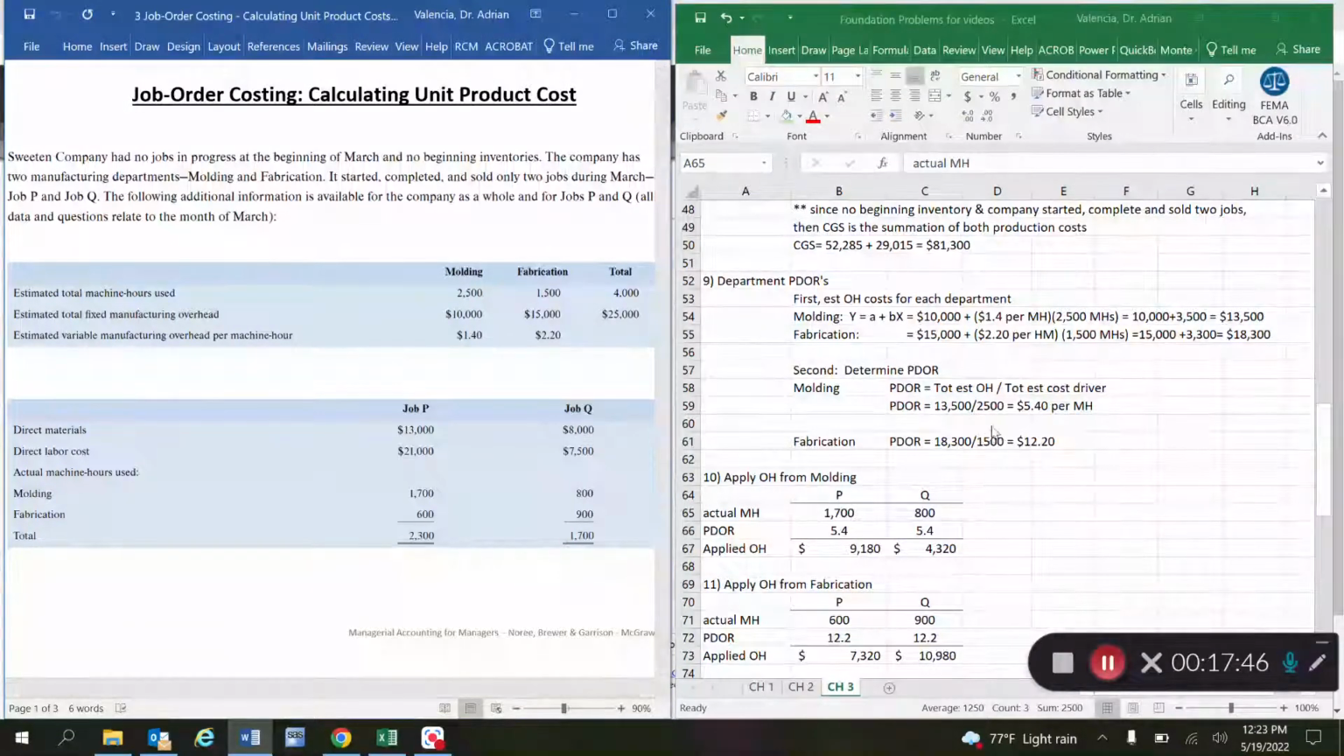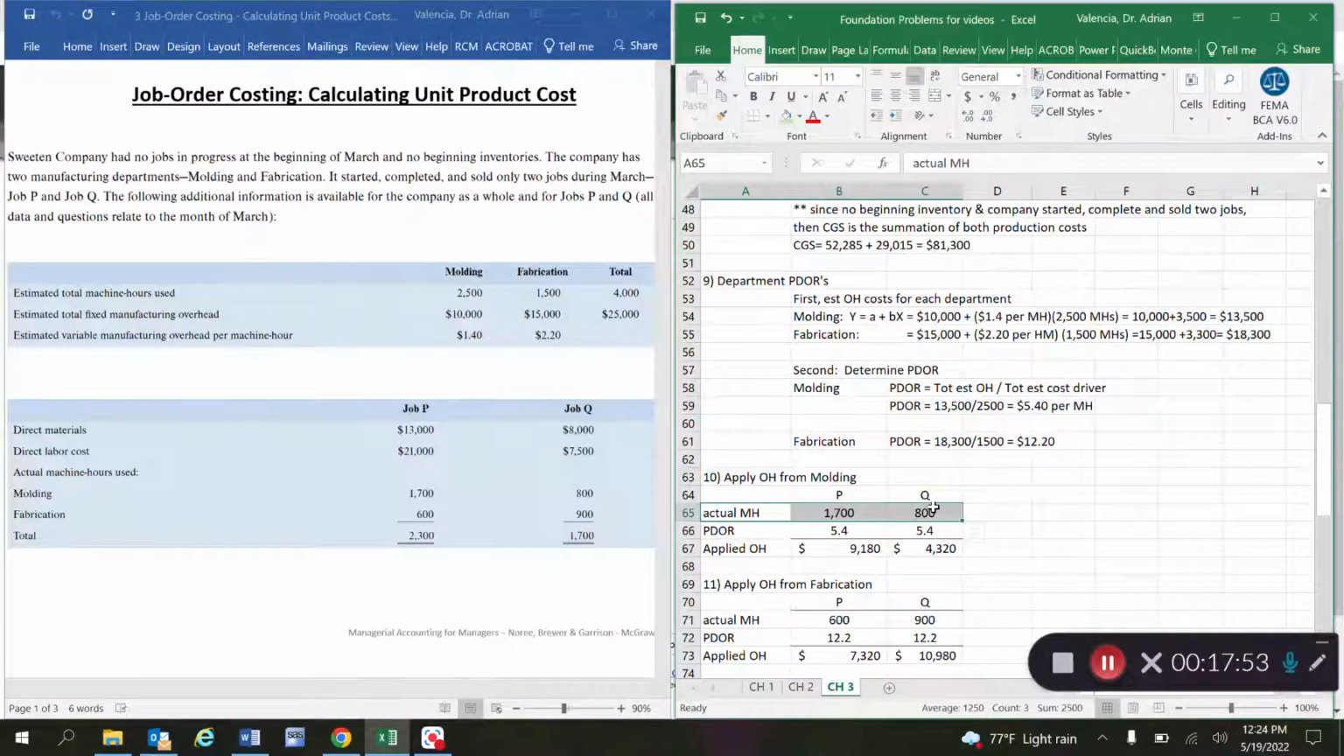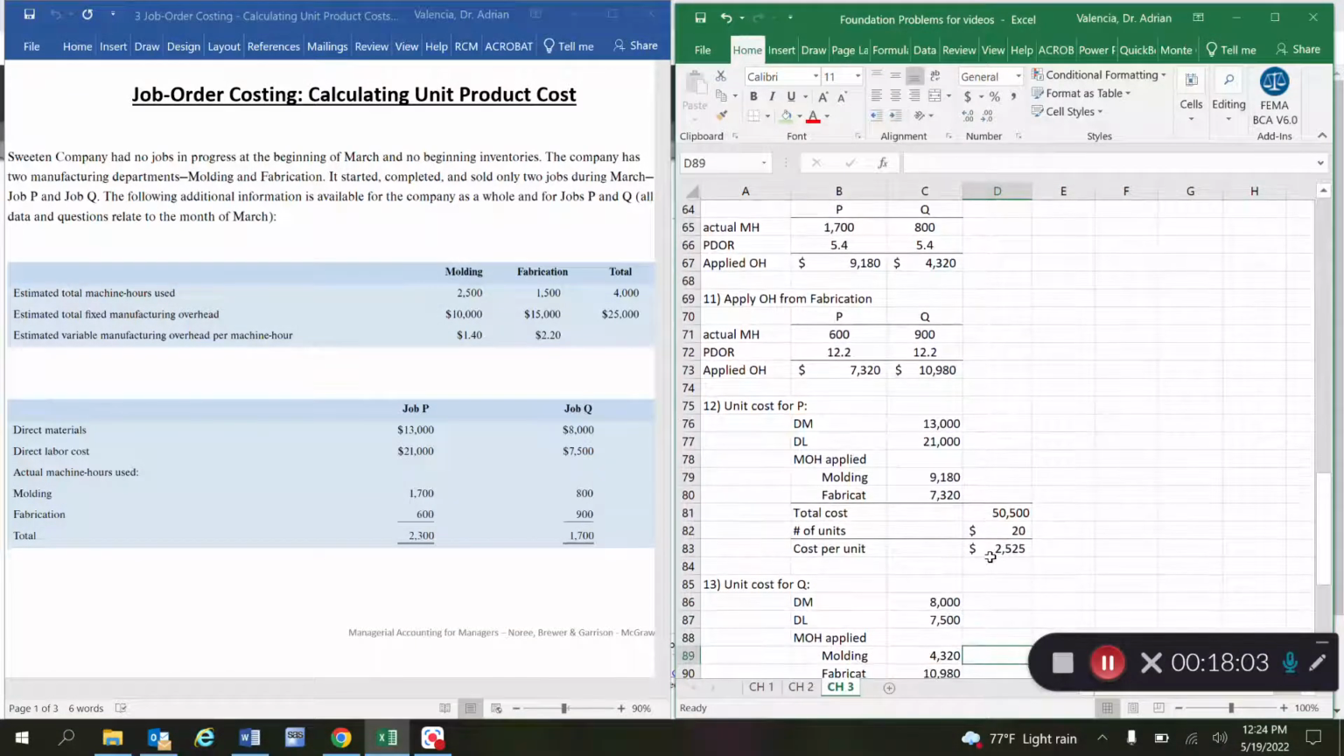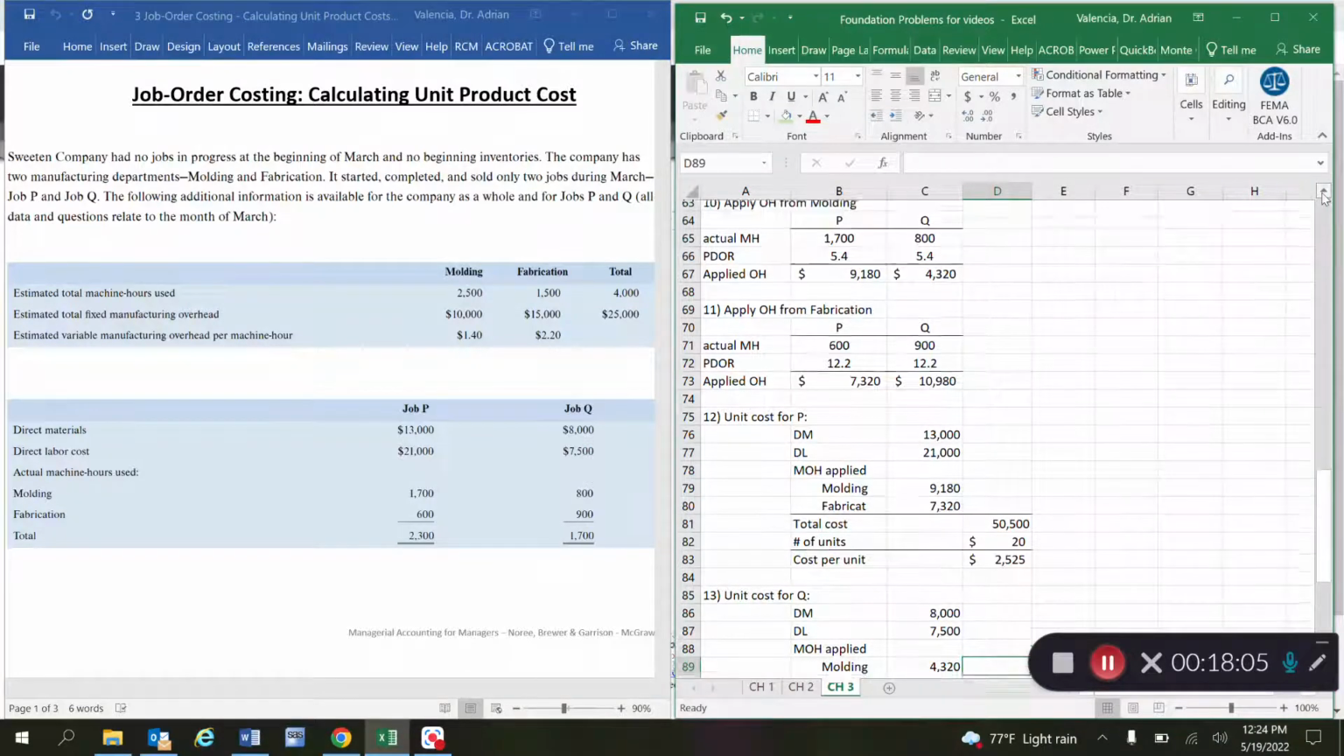Okay, so when we did this estimate, we had no idea that was going to be the case. Now in the future, we find out that these are the actual machine hours. So when we multiply times that $5.40, this is how much overhead is being applied to each job. All right, let me scroll up a little bit here.